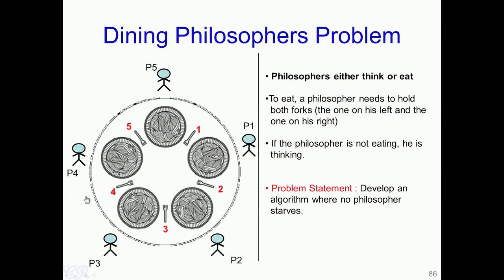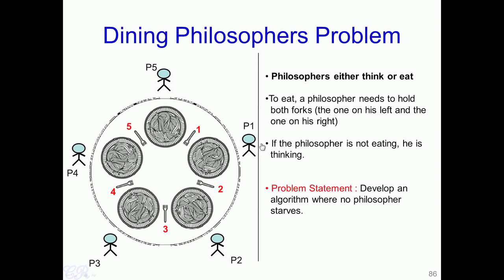So, let us start with the problem. Let us say we have 5 philosophers P1, P2, P3, P4, P5 who are sitting around a table. In front of them there are 5 plates, one for each of the philosophers, and 5 forks 1, 2, 3, 4, 5. Each of these philosophers could do just one of two things. Each philosopher could either think or eat. In other words, if the philosopher is not thinking, then he is eating, and vice versa.